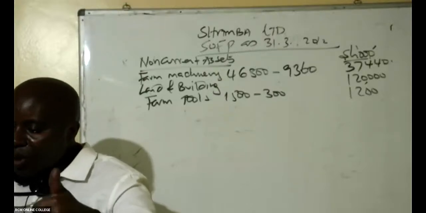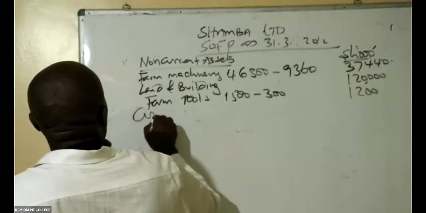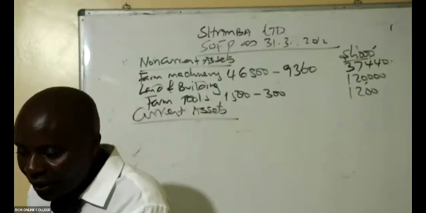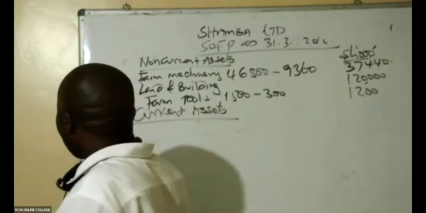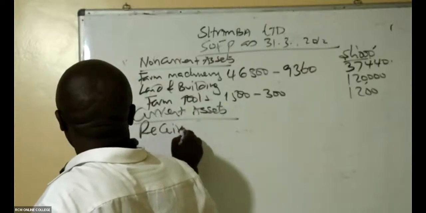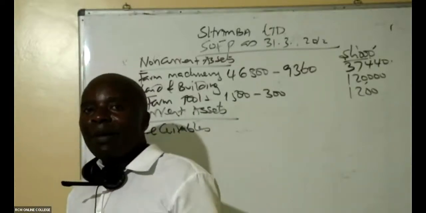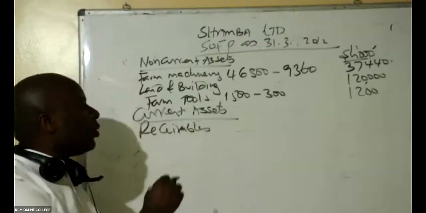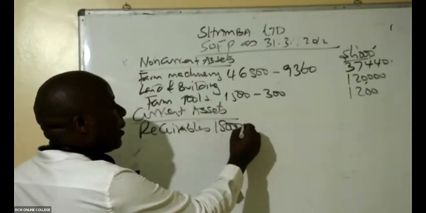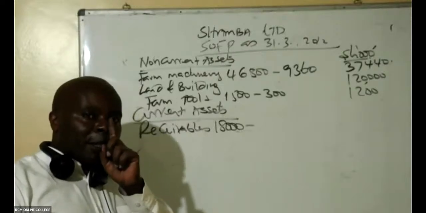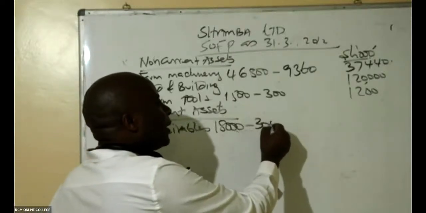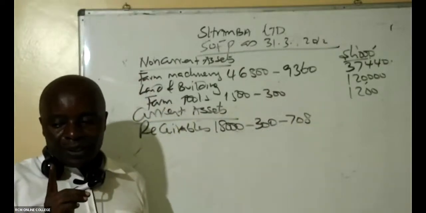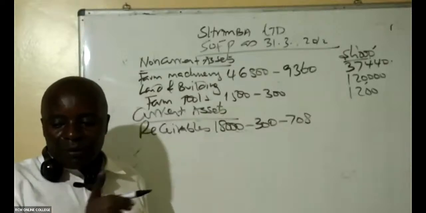Thank you so much. Then we go to current assets. If you look at your question very well, we have receivables. For the years that I've been marking these, I can assure you not many students get receivables right. Remember receivables, we have 18,000 now, but don't forget that we had specific bad debts of 300, and then general provisions of 708.